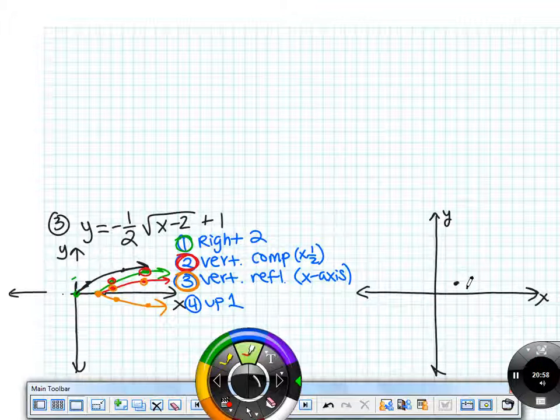So just move each point up 1. And then you have your new curve. The domain is going to be that x is greater than or equal to 2 because notice at 2 on the graph, all the points were to the right. And the range is going to be that y is less than or equal to 1 because notice the maximum height was 1 and the whole graph went below.